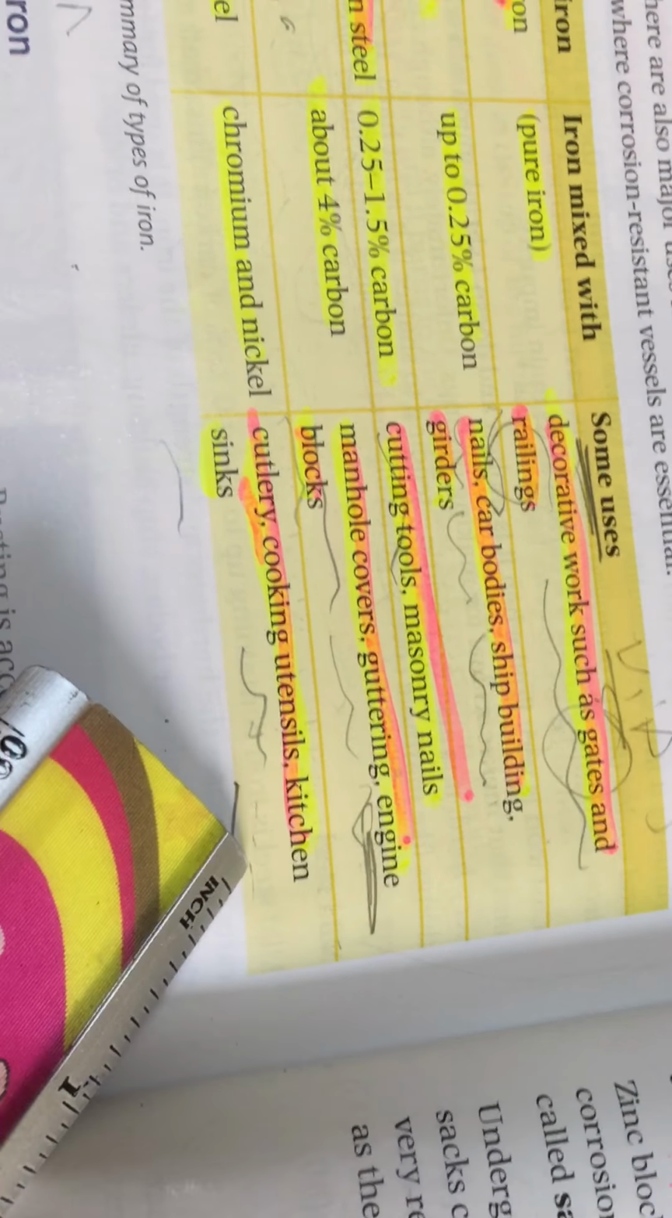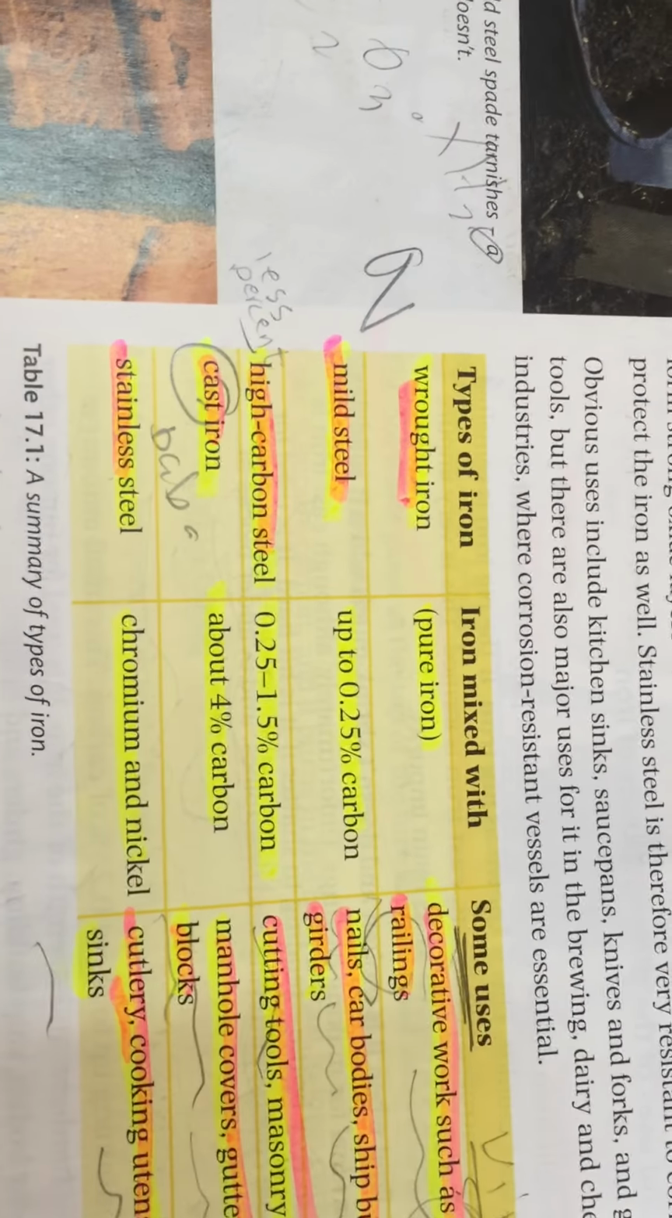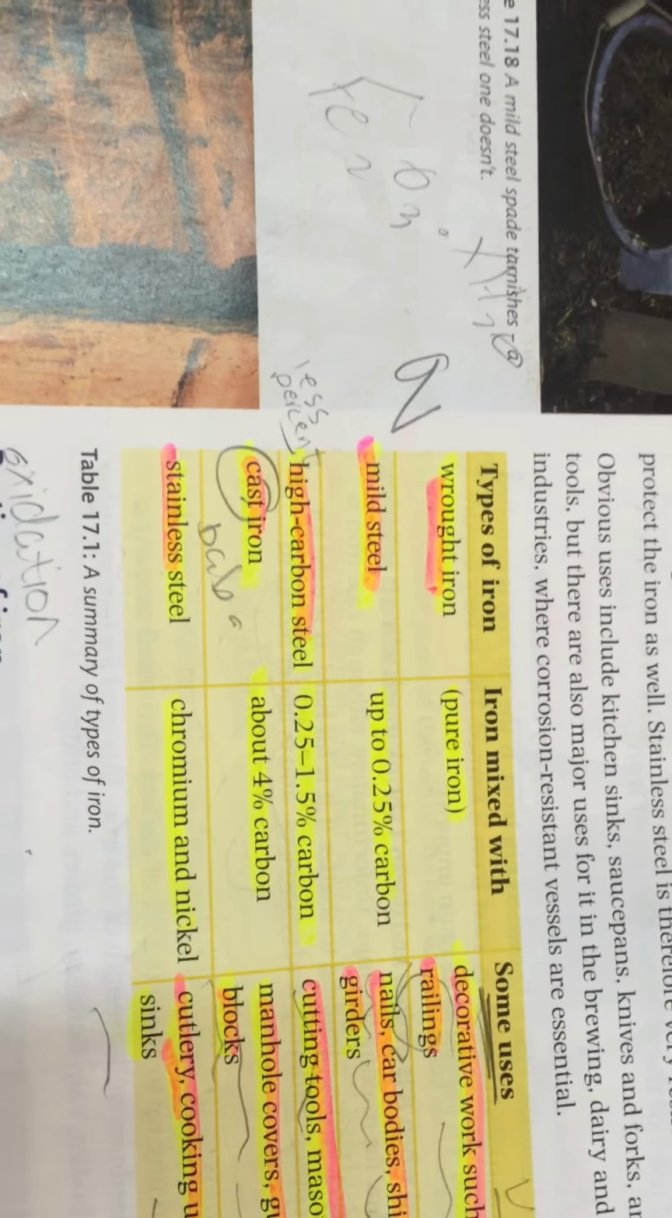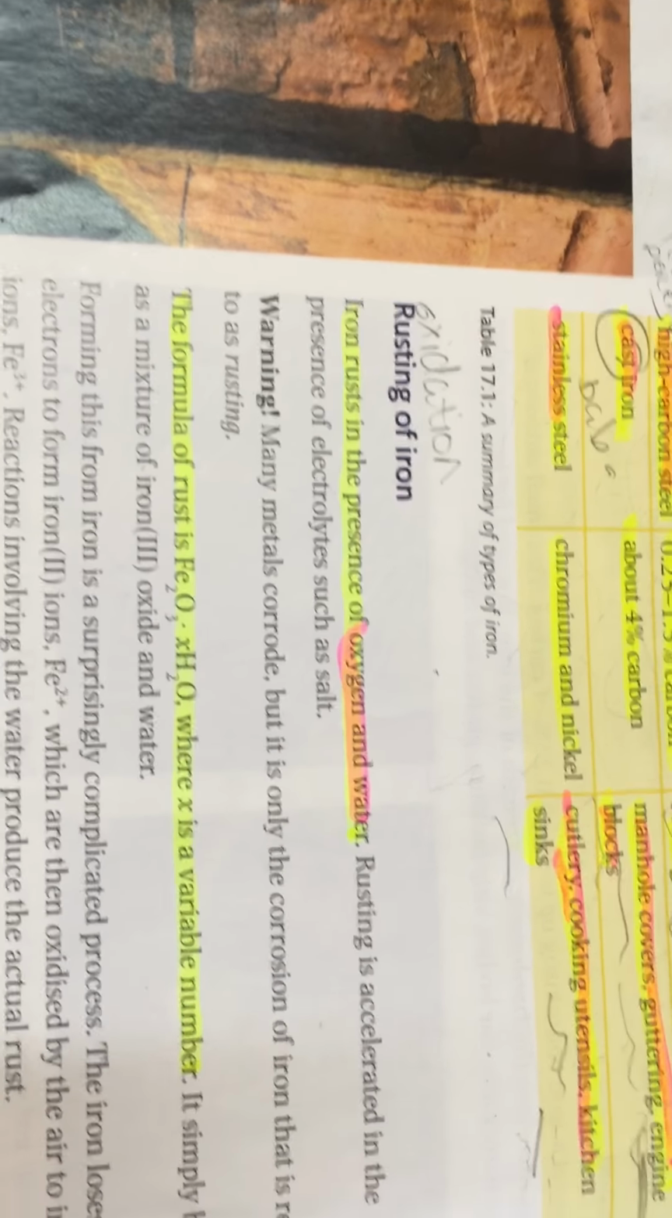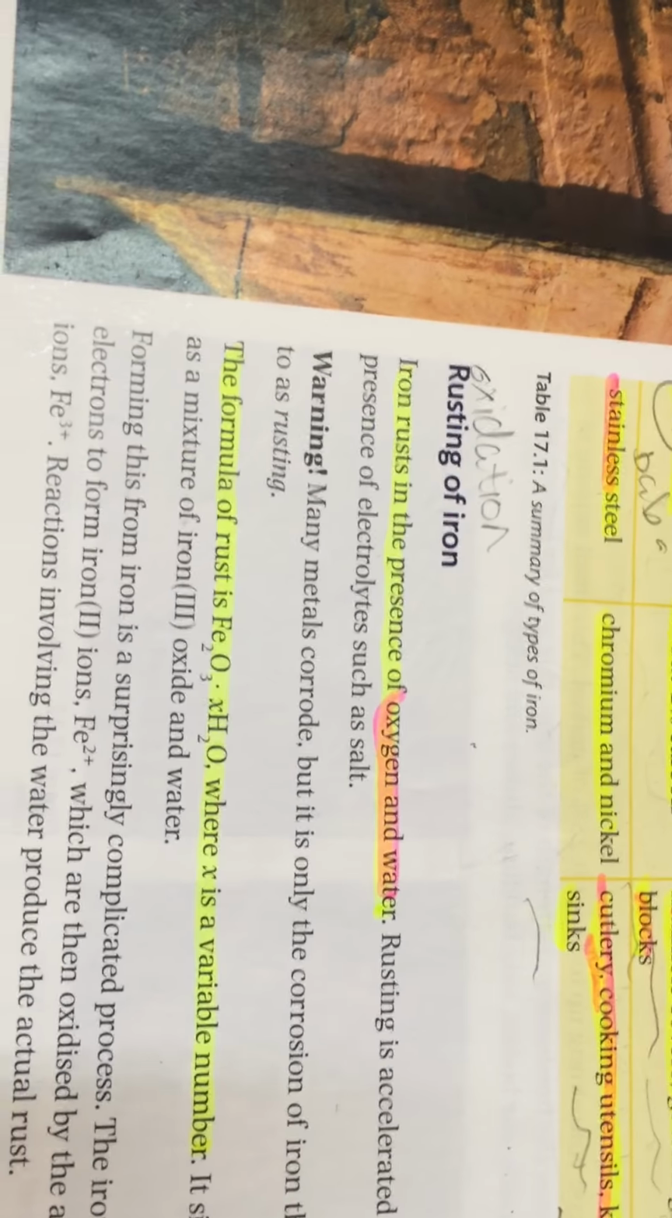Okay, very important, table 17.1. We have wrought iron, mild steel, high carbon steel, cast iron, and stainless steel. Okay, as you know, the reaction between iron and oxygen, we call it rusting. Rusting is a special name for the product produced from the reaction between oxygen and iron. Rusting is a special term for iron only.